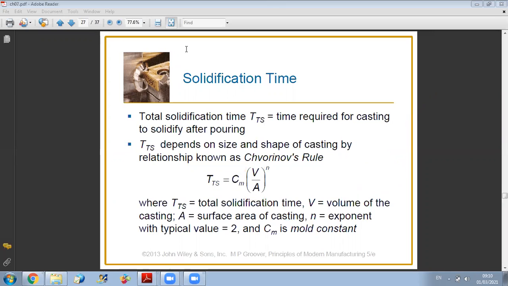So we can see that the solidification time will increase with the mold constant, will increase with the volume, and will increase with a reduction of the contact area. If I decrease the contact area, it is not good because I will need more time to solidify. So what we try to do is optimize this. We advise having a low volume to area ratio in order to reduce the total solidification time.